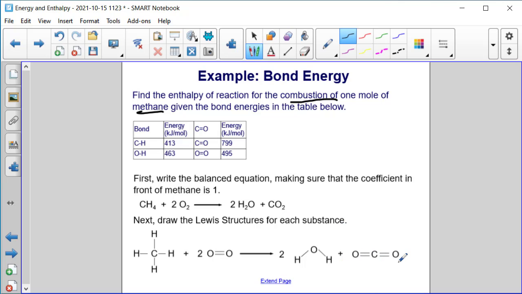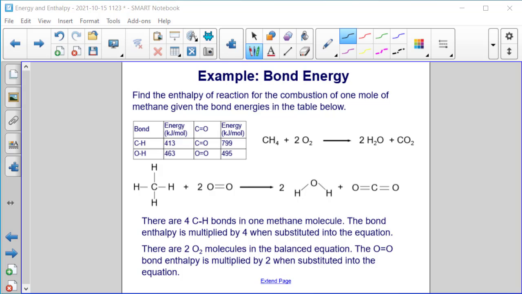Why do we do that? Well, remember, we have these individual bond enthalpies. And so we're going to break every one of these bonds and 2 of these, and we're going to reform these bonds on the right-hand side. So we need to know what are those bonds that we are breaking and reforming in order to find the enthalpy for this reaction.